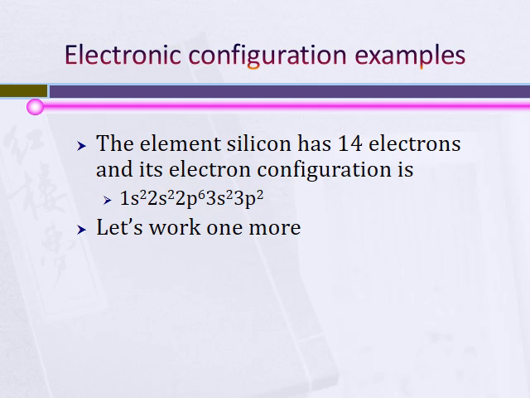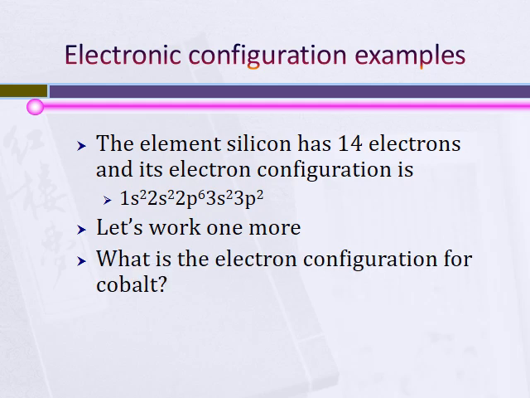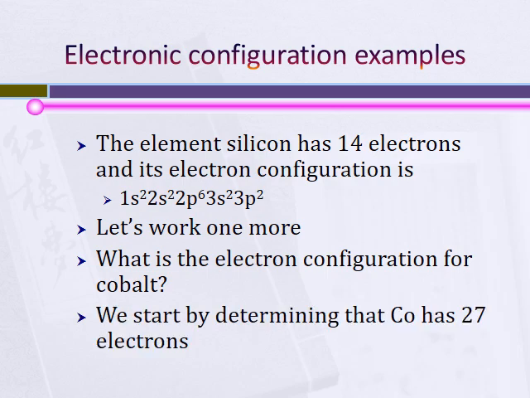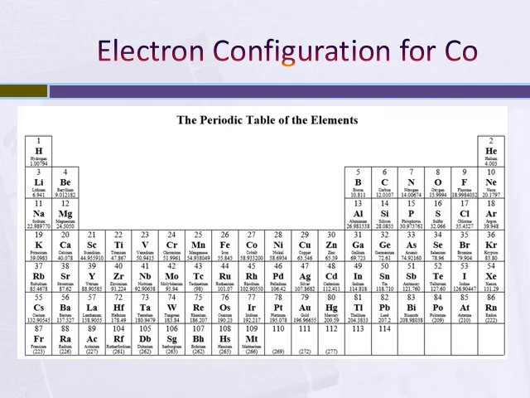Okay, we'll work one more. Cobalt. Look at the periodic table. We find out cobalt has 27 electrons. We'll build up just like we did for silicon, but 27 is bigger than 14, so we'll keep going. 1s2, 2s2, 2p6, 3s2, 3p6. After the 3p, 4s2, we're up to 20.